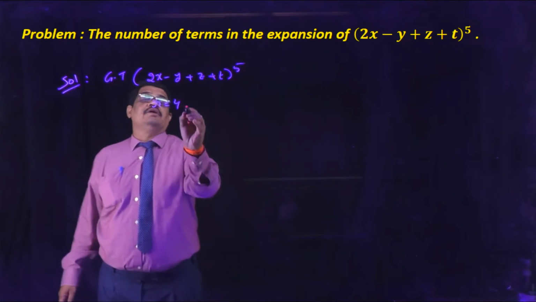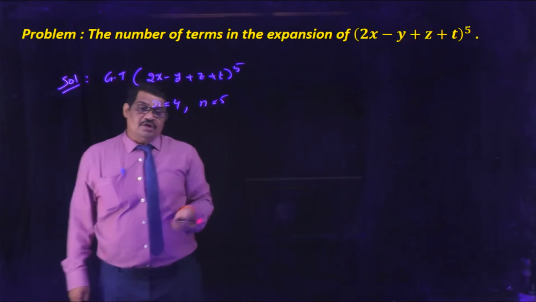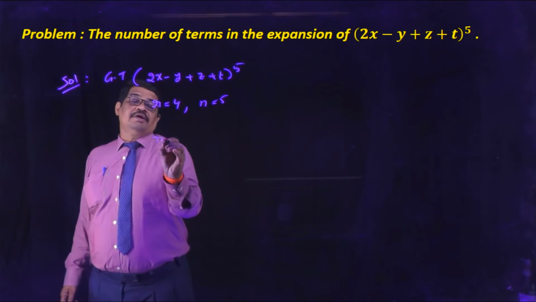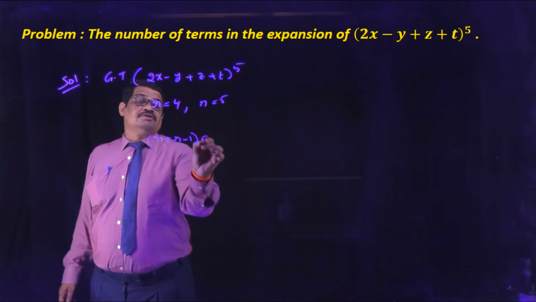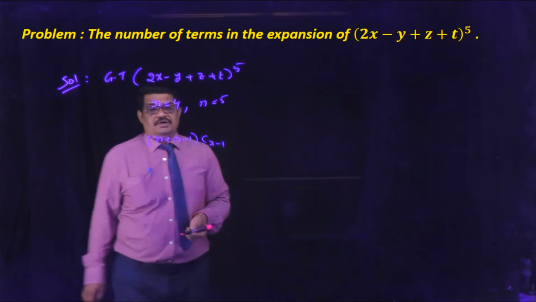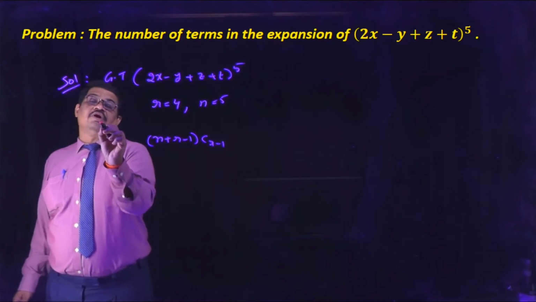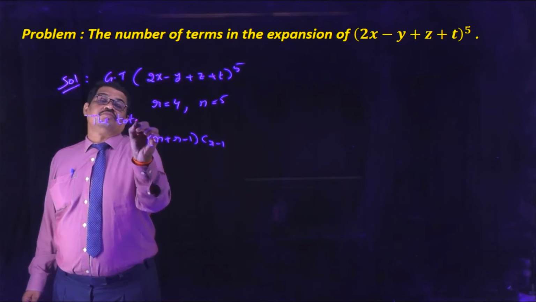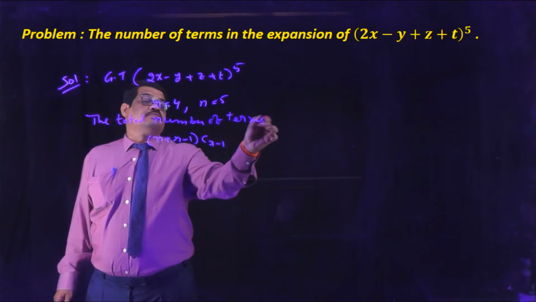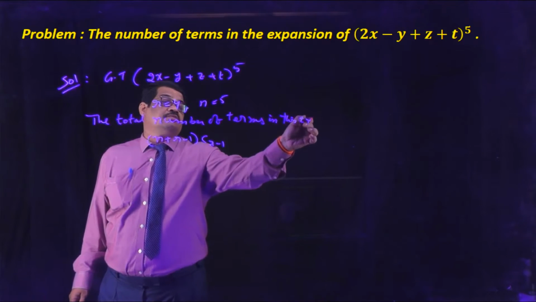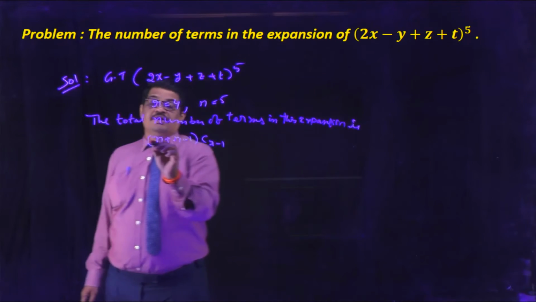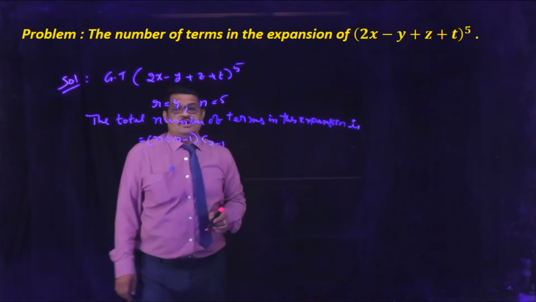What is n here? n is equal to 5. So if the total number of terms is r, then the formula is (n + r - 1) C (r - 1). That is the formula for the number of terms in that expansion. So the total number of terms in this expansion is, the formula is (n + r - 1) C (r - 1).